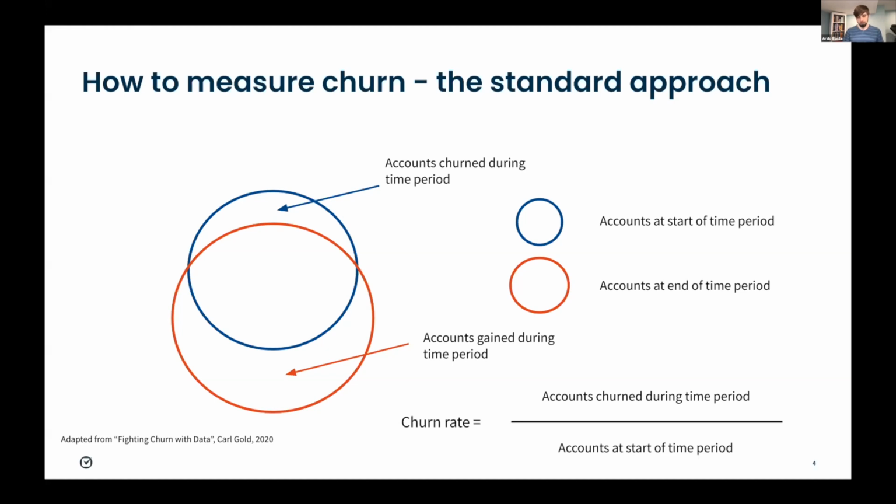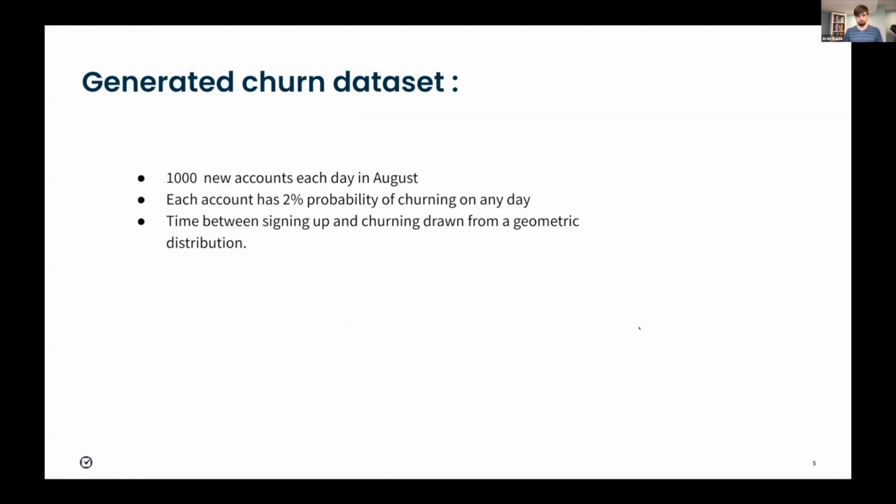To get a little more quantitative about this, I'm going to generate a data set for 1 month. For each day in a month, we'll have 1,000 new accounts that sign up. Each of those accounts, after they have signed up, has a 2% probability of churning on any day. So it's not dependent on how long they've been a client; it's a flat 2% every day.